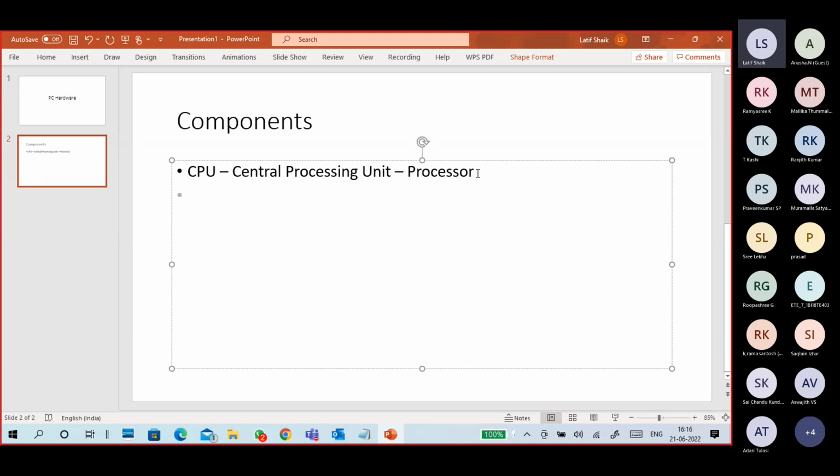Next important is the motherboard, but I'm typing RAM only, random access memory. Next one is ROM. Originally there is no separate ROM as such, but the ROM is actually our BIOS chip.